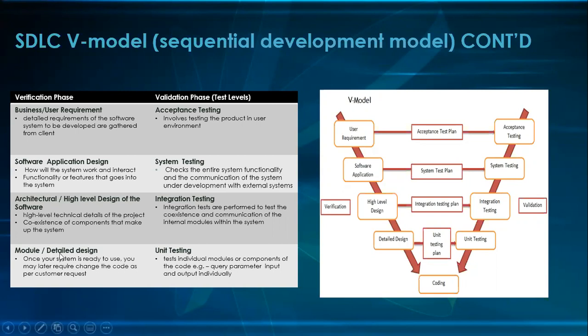Then the next thing, we go to the module design detail. In this phase, that's the verification phase. Once your system is ready to use, you may later require change. That's a change to the code as per customer request. So anything can happen at the verification phase. At the validation phase, unit testing is involved. What you do is test individual modules or components.